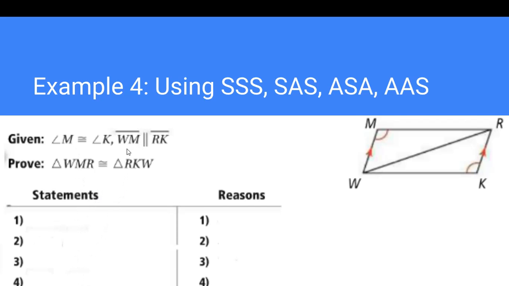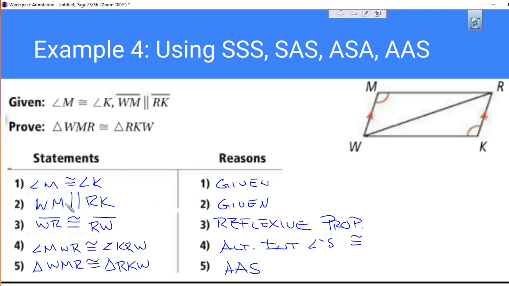All right, so we have that angle M is congruent to angle K. That was given to us, and that's already marked on here. We have these are parallel, and so the next thing we recognize is the reflexive property. So we would say that WR is congruent to RW by the reflexive property. So right now we have an angle and a side congruent to an angle and a side. I'll write an angle over here, and a side length over here. So now we look to see what else we know.